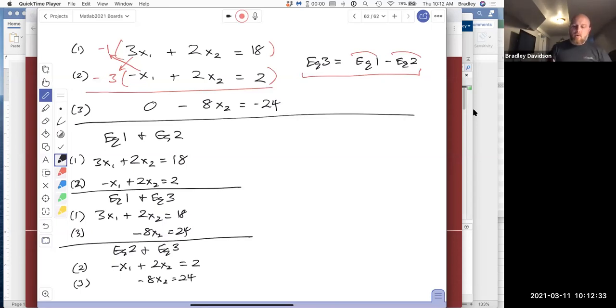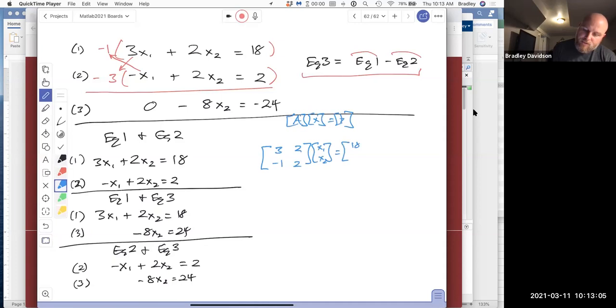Okay. And so, let's take a look at this. If we've got equation 1 and equation 2, which we've already solved before, we can get the answer x1 and x2 out of it. And if we were going to put this in Ax = b form, it would look this way, where we get a 3 and a 2, a negative 1 and a 2, times x1, x2, is equal to 18 and 2.